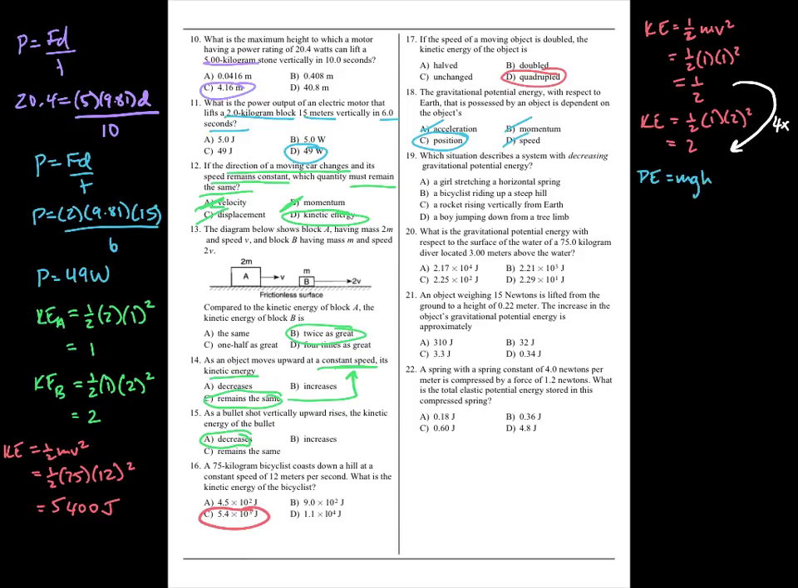H is the deciding factor here. It's based on position, it's based on height. None of these other variables can come into play here. Alright, number 19, which describes a system with decreasing gravitational potential energy. So we're thinking about something that's going down in height. So it's not A, it's not B, it's not C, it's D, because he's going down, decreasing height.